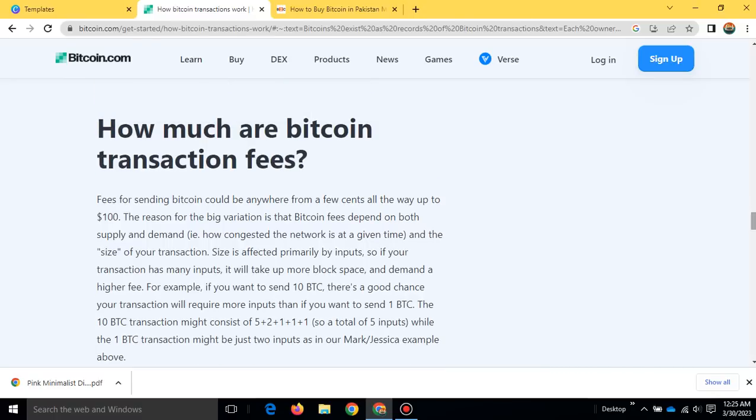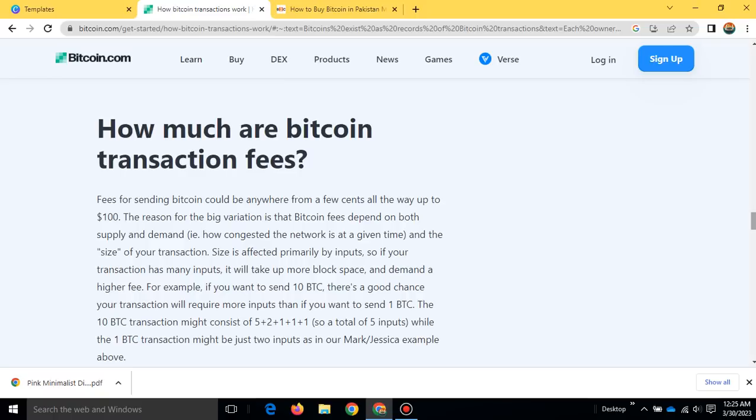How much are Bitcoin transaction fees? Fees for sending Bitcoin could be anywhere from a few cents all the way up to $100. The reason for the big variation is that Bitcoin fees depend on both supply and demand: how congested the network is at a given time, and the size of your transaction. Size is affected primarily by inputs. So if your transaction has many inputs, it will take up more block space and demand a higher fee.